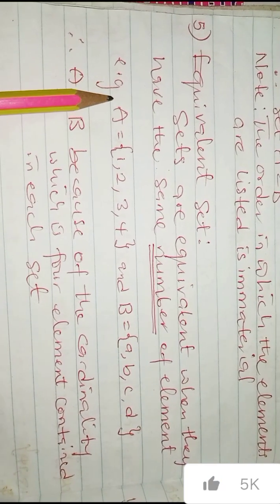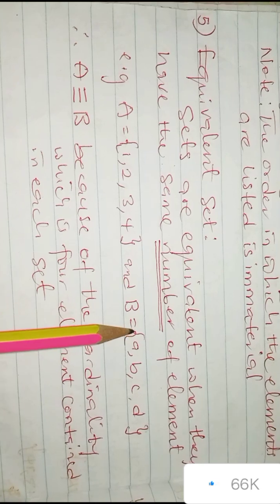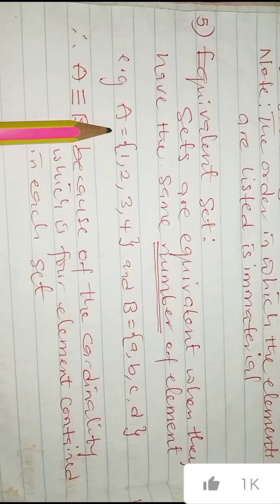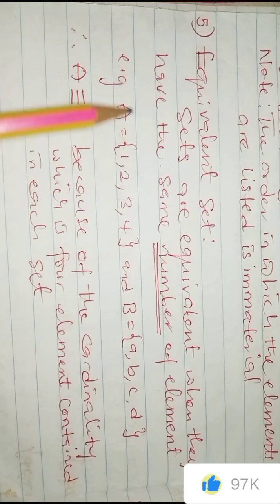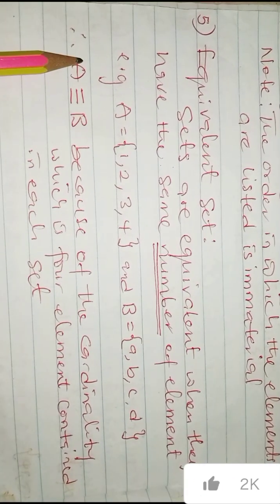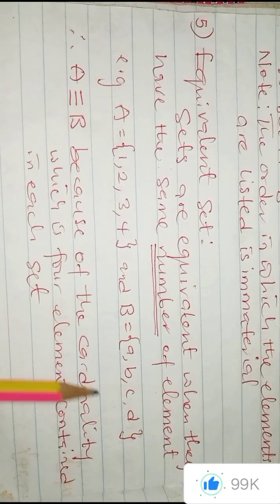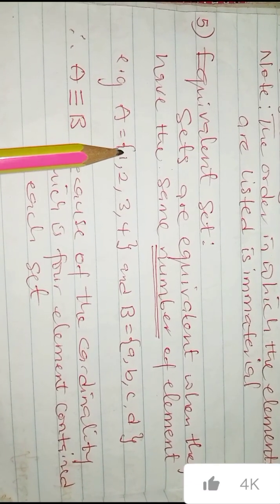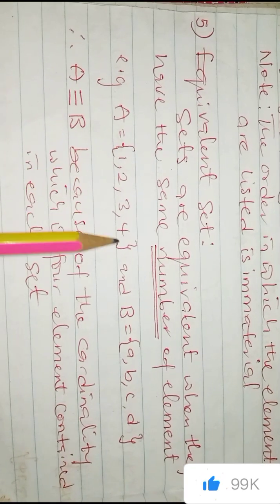For example, take this set A having 1, 2, 3, 4. Let's count set B: 1, 2, 3, 4. So sets A and B can be said to be equivalent sets, because they contain the same number of elements. A is equivalent to B because of the cardinality, which is 4. They have the same cardinality. Cardinality means the number of elements in a set. 1, 2, 3, 4, 1, 2, 3, 4.